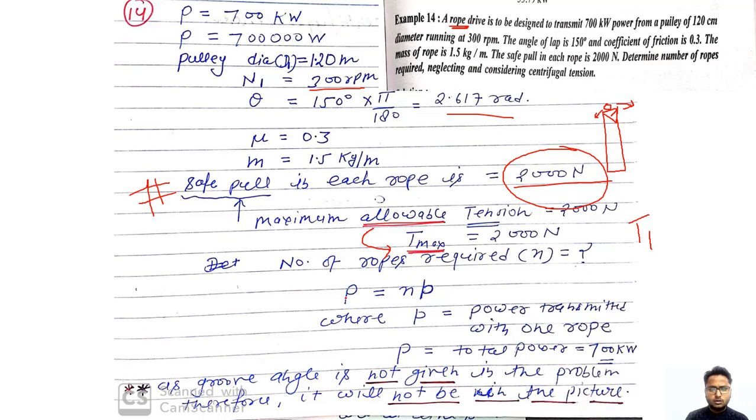This is the question. The total power equals the power transmitted by one rope multiplied by the number of ropes. Is it clear? If small p is the power transmitted with one rope only, then total power, capital P, is given as 700 kilowatt. As the groove angle is not given in the problem, we are not going to use the groove angle for this type of problem.